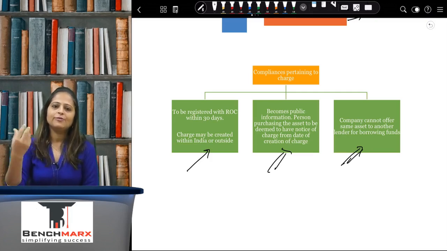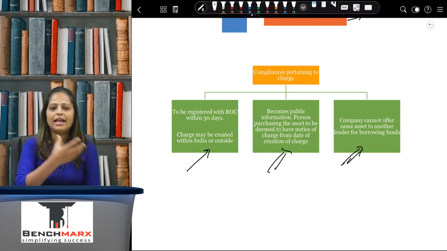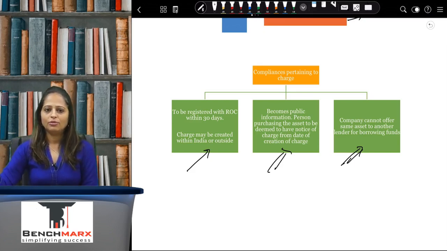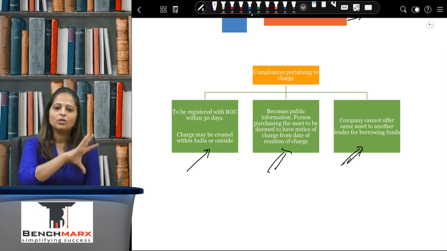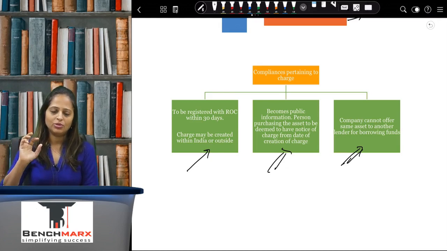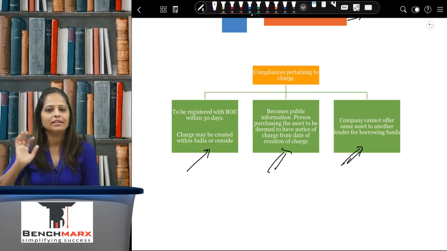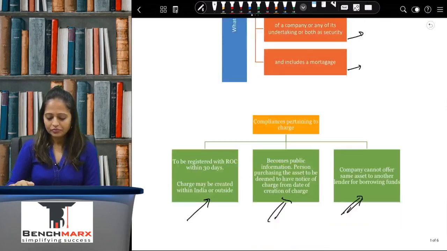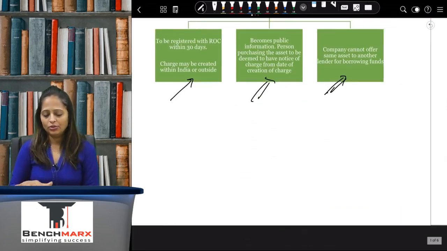So now if I have taken a loan from, say, bank A, I have given my land and building as a charge against the loan that's taken from bank A. Now I have not registered the charge and I am taking a loan from bank B. The Act says that you cannot give the same asset to bank B as a charge, because that will amount to a fraud. You cannot do that because you have already created a charge on that particular asset. Now you cannot again create a charge on the same asset. We'll come again to that point later on. So these are the compliances that you are required to make.